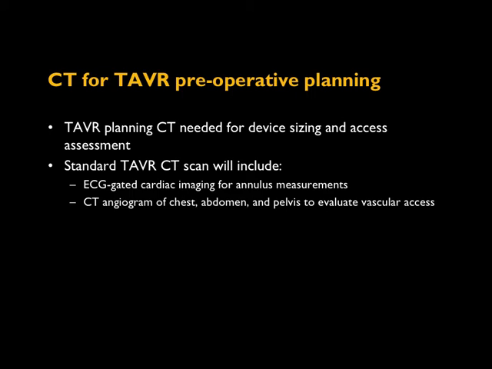So to accomplish this, the standard TAVR CT scan includes cardiac gated imaging to look at the aortic valve structure itself. And then this is followed by a CT angiogram of the chest, abdomen, pelvis to look at the vascular supply and to determine the best place to place the catheters.